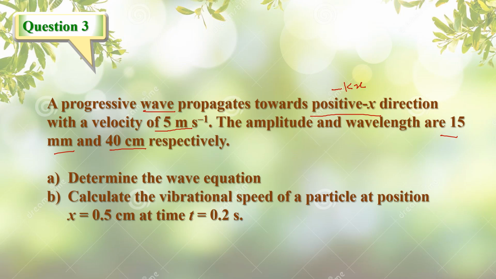Okay, velocity of the wave 5 meter per second, amplitude 15 millimeter, wavelength 40 cm. Okay, so question B. Question B asks to calculate the vibrational speed of particle at the position of x equals to 0.5 cm and t equals to 0.2 second. Okay, so now we go to the solution for question 3.